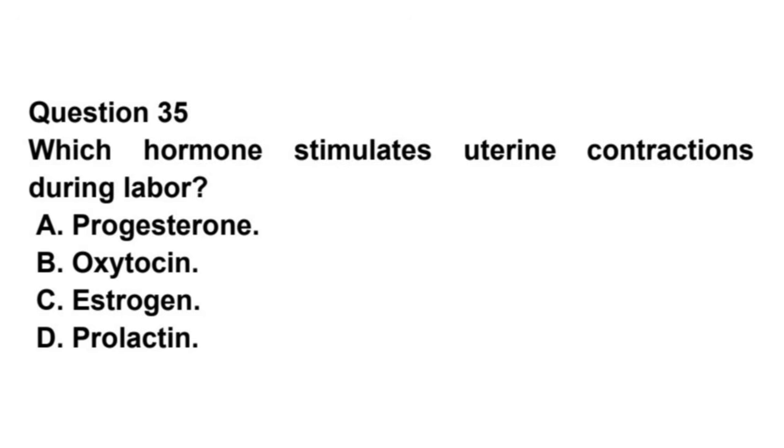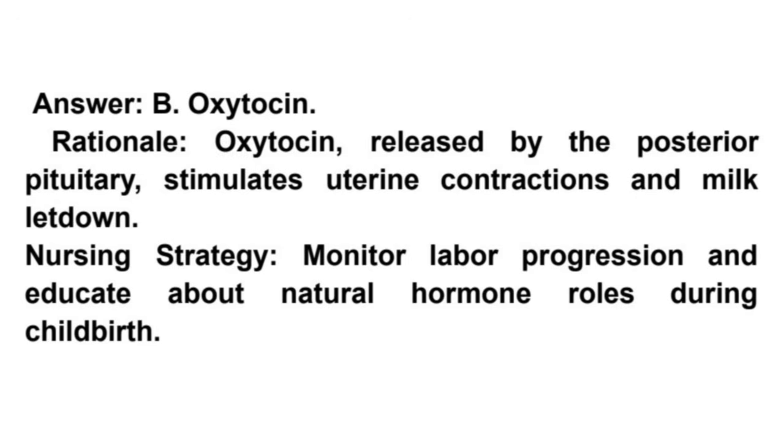Question 35. Which hormone stimulates uterine contractions during labor? A. Progesterone. B. Oxytocin. C. Estrogen. D. Prolactin. Answer: B. Oxytocin. The rationale: oxytocin, released by the posterior pituitary, stimulates uterine contractions and milk letdown. Nursing strategy: monitor labor progression and educate about natural hormone roles during childbirth.